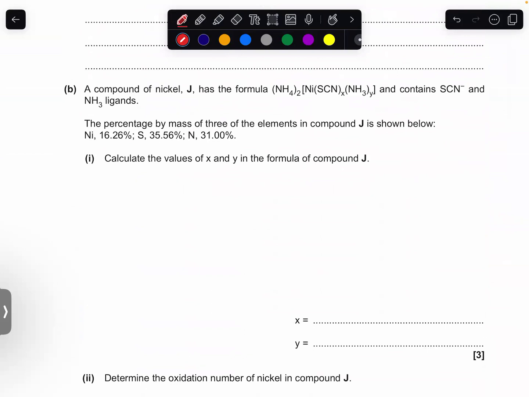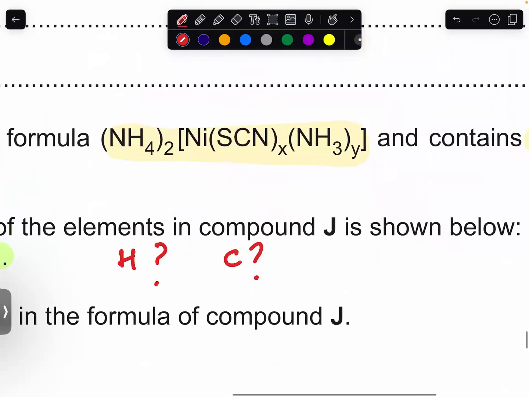In this question, you've got a compound of nickel, J, which has the formula over here. It contains thiocyanate ions and ammonia ligands. The percentage by mass is given over here. You've got these percentage abundance values. These don't add up to 100, because they don't include hydrogen and carbon. And they want us to work out x and y.